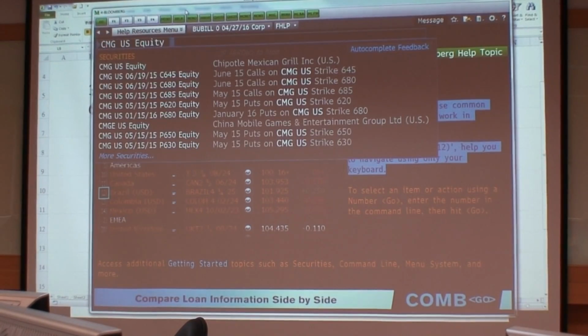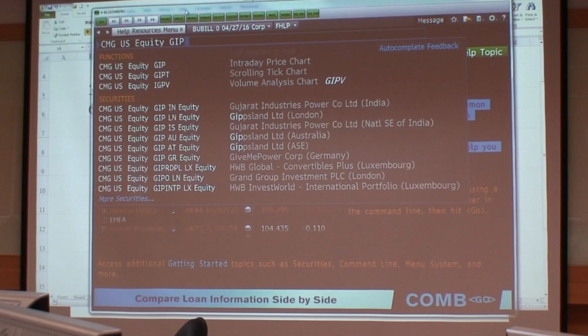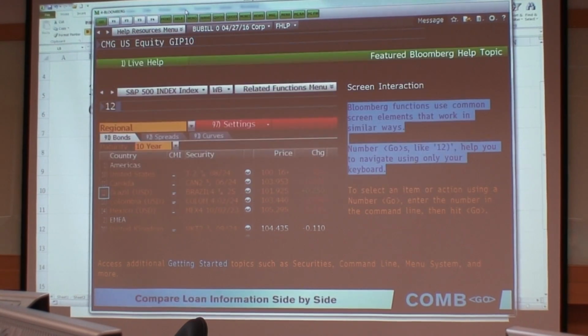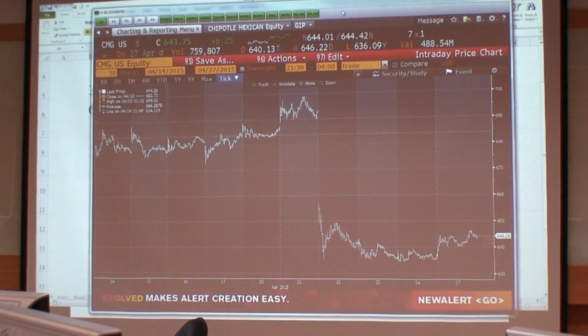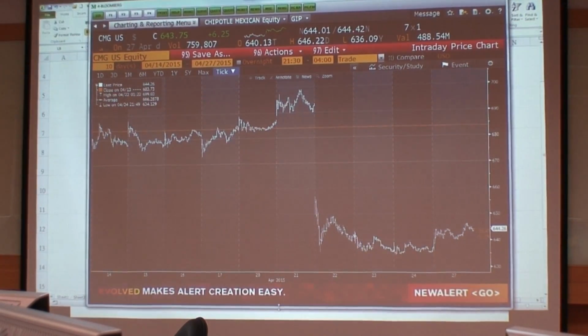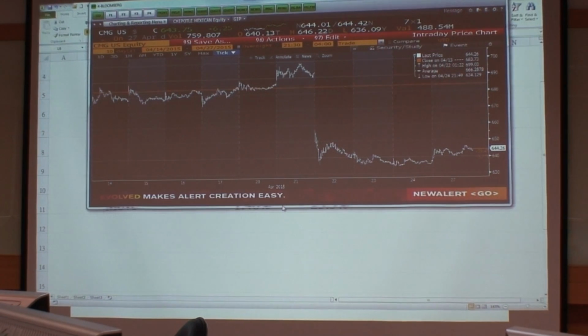Chipotle Mexican Grill. Let's look at the 10-day volatility. So can anybody tell me, can you see earnings day? Maybe I need to bring it up a bit. Like this. Now everybody can see, right?